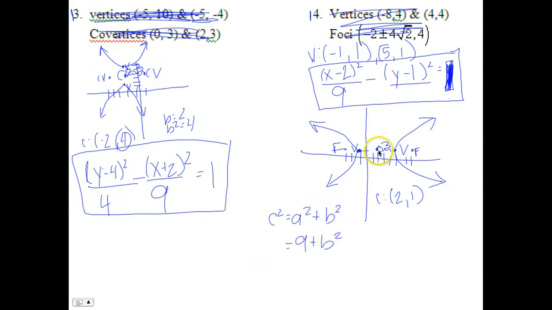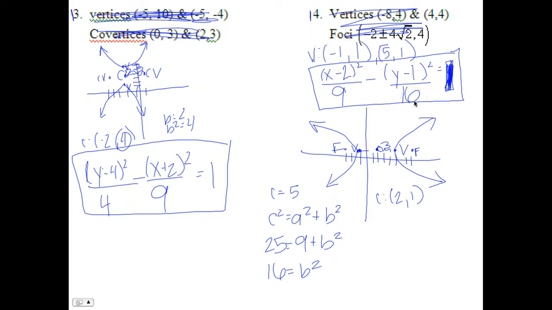Now c is the distance from the center to the foci. So our c value is 1, 2, 3, 4, 5. So our c value is 5, so c squared will be 25. So subtract 9 from both sides, so we get 16 equals b squared. So that second denominator will be 16.